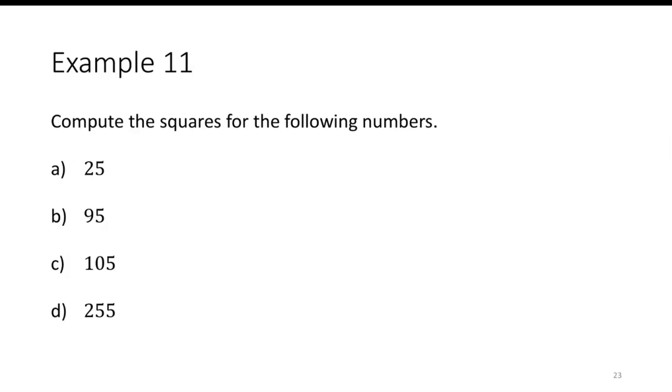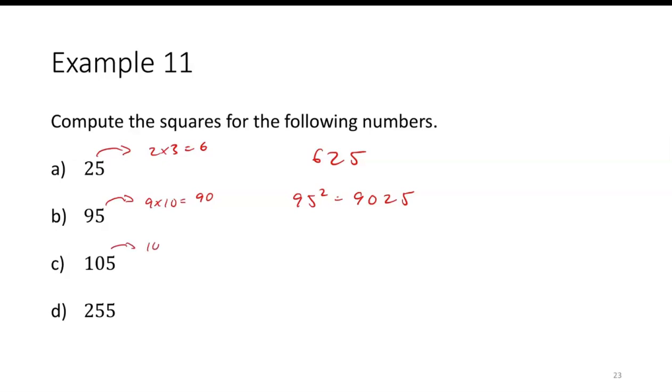So compute the squares for the following numbers. For 25 squared, think of the 2. 2 times 3 is 6, so this is 625. 95 squared is 9 times 10, so that's 90. And so 95 squared is 9,025.